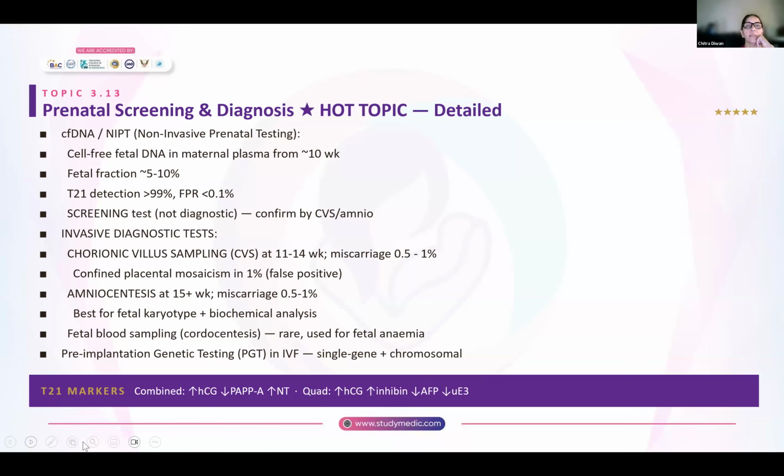So a little bit of detail again about this prenatal screening and diagnosis. Non-invasive prenatal testing, or NIPT, or cell-free fetal DNA, is offered from about 10 weeks of gestation. At that time, the fetal fraction in the maternal circulation is about 5 to 10%. The diagnostic accuracy for Down syndrome is 99%, false positive is 0.1%. Remember, it is a screening test, it is not diagnosis. You will confirm by some invasive tests like CVS or amniocentesis.